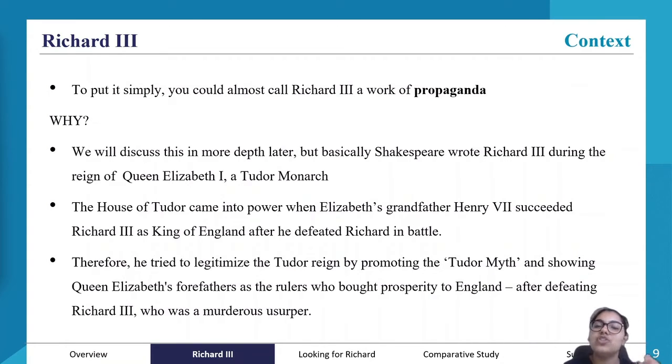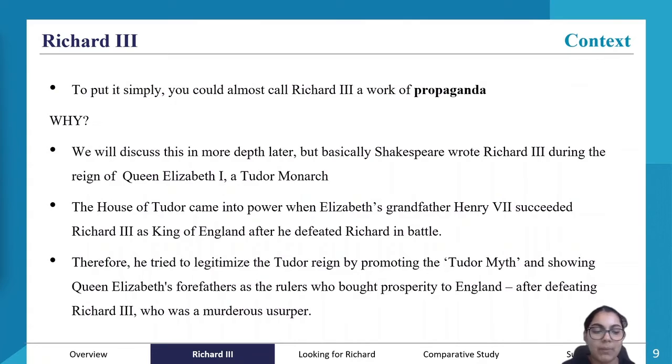And so he tries to legitimize that Tudor reign by promoting the Tudor myth, by showing Elizabeth's forefathers as the rulers who brought prosperity to England after defeating Richard III. And so what this does is disseminate their propaganda. It shows people that Richard was a bad person, and Queen Elizabeth's forefathers were almost like gods, coming and saving them, saving the nation. That's the vibe that this has. So that is all fine.